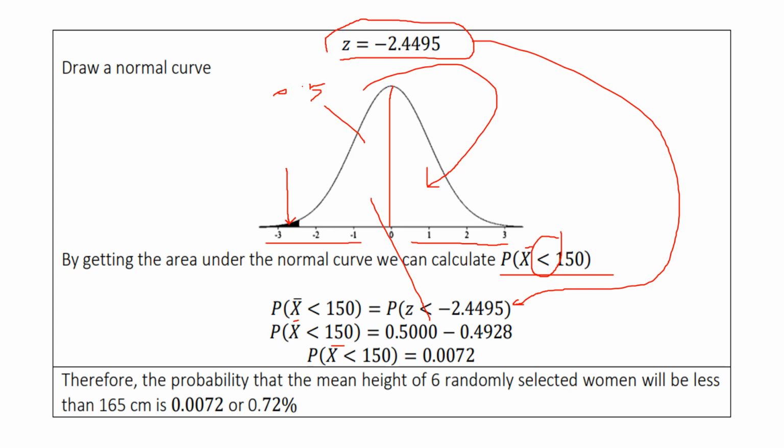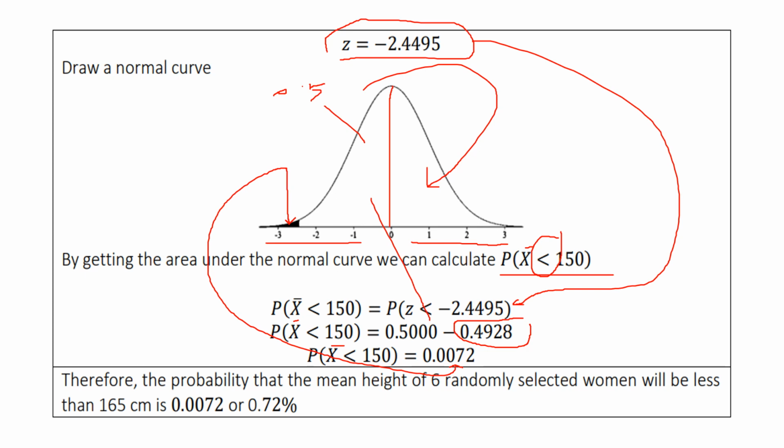So this will be your 0.5. Then now, if your C is 2.4495, then the area that will be mapped to this C score is 0.4928 using your C table. Now, if we subtract this 0.4928 from your 0.5, this will be your area. So this will be the value that we can map on your shaded region.